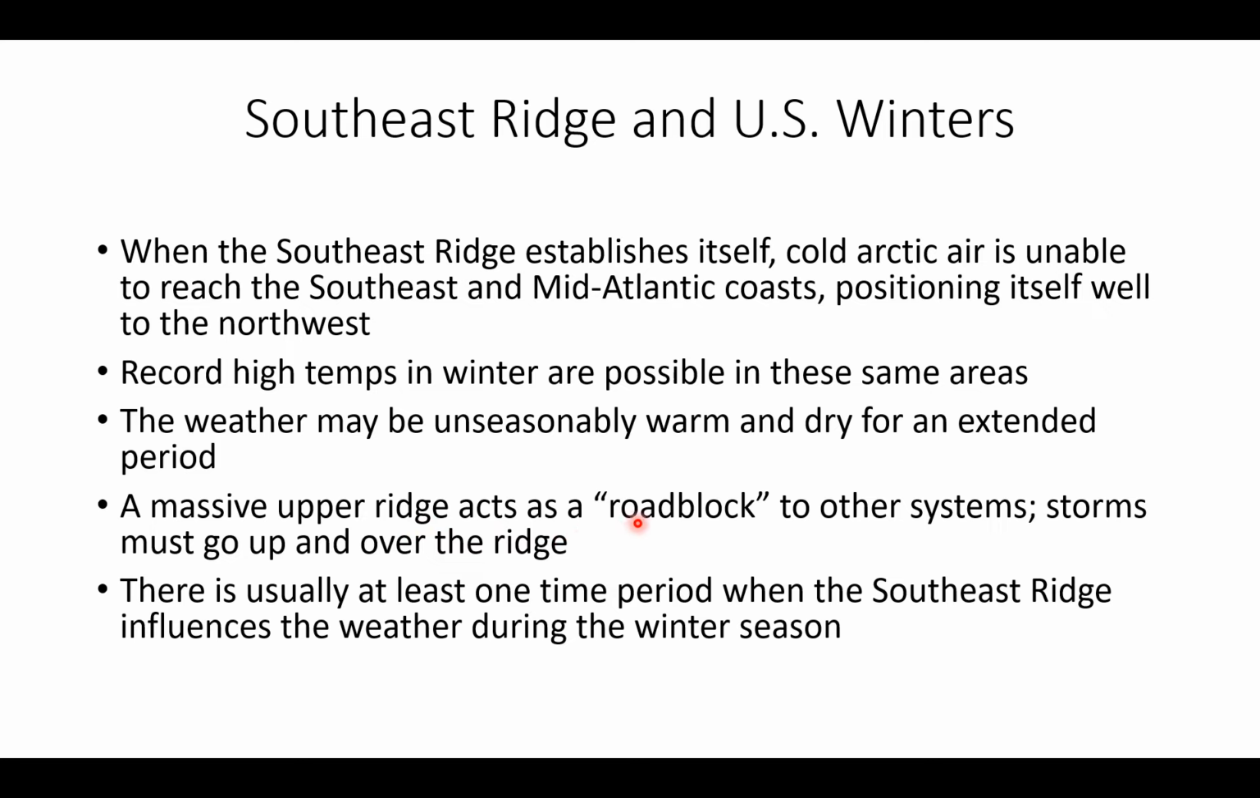So generally your storm systems, areas of low pressure, are going to be unable to move through an upper level ridge. Instead, they have to go up and over that ridge. And that's what results in the drier weather. There's usually at least one time period when the southeastern ridge is going to influence the weather during the winter season.